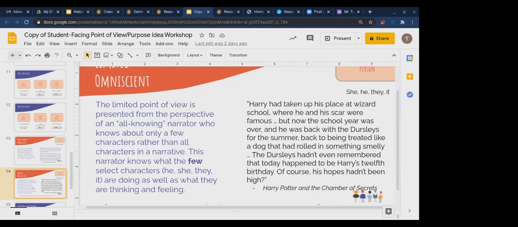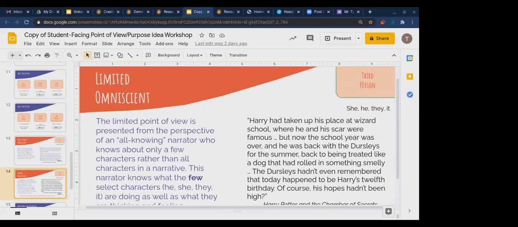So if I wanted to make this, so this is third person limited right now, because we said we only know Harry's thoughts and feelings. We don't know the Dursleys', okay? But if I wanted to make it third person omniscient, how would I change it? What could I do? Tell the other characters' thoughts and feelings.